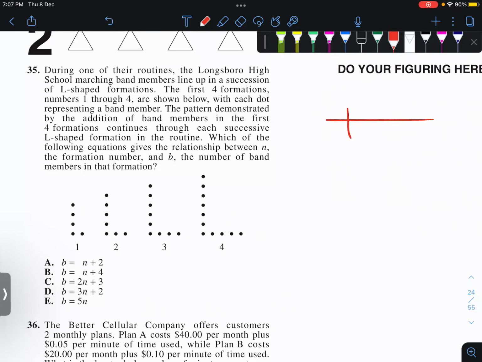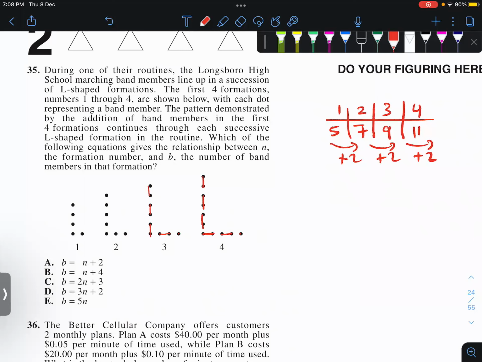So the first one has 1, 2, 3, 4, 5 members. The second L shape has 1, 2, 3, 4, 5, 6, 7. The third has 1, 2, 3, 4, 5, 6, 7, 8, 9. So each time I think it's increasing by 2, right? The next has 1, 2, 3, 4, 5, 6, 7, 8, 9, 10, 11. Yes, so each time we add 2, right? Okay, so it's an arithmetic sequence.